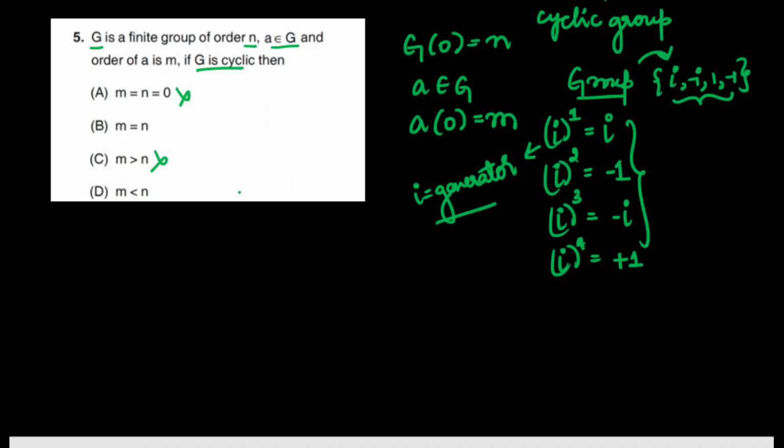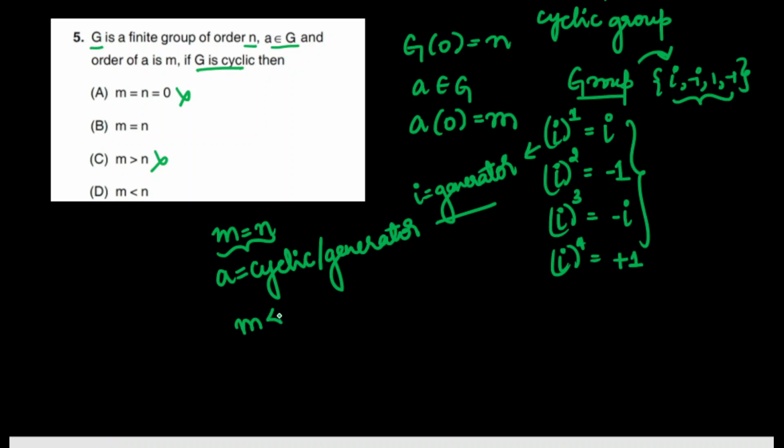This too is possible. When the order of a group and the order of an element are the same, it means the element is a generator. If I call the element a generator itself, then the order of the group and the order of the element are one and the same. If the element is not a generator, they have not given here that the element is a generator. Now the right option is m is less than n. I hope everyone understood this solution.